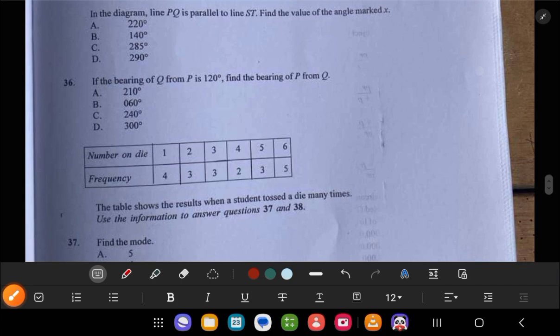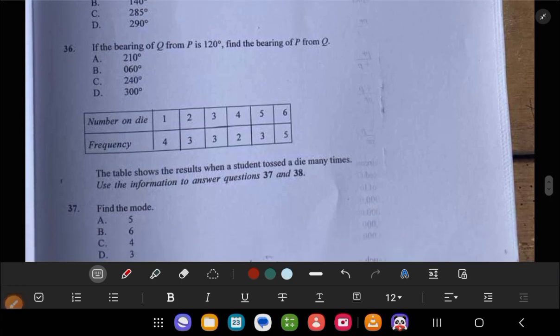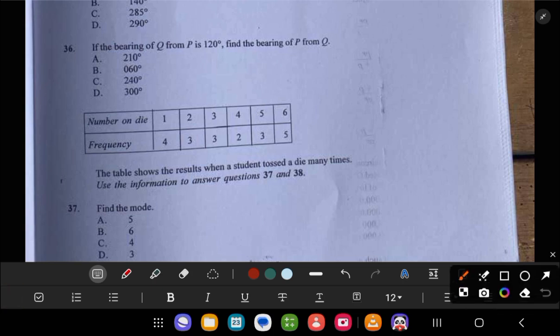Question 36. If the bearing of Q from P is 120 degrees, find the bearing of P from Q. Very basic question here. The bearing of Q from P, so the focus is on P, 120. From this spot it is 90, so we'll be in the second quadrant. So 90 plus what is 120? It's plus 30. So over here we have 30.